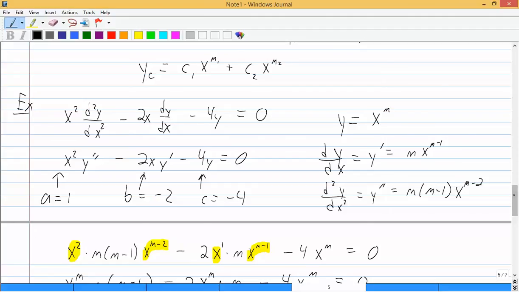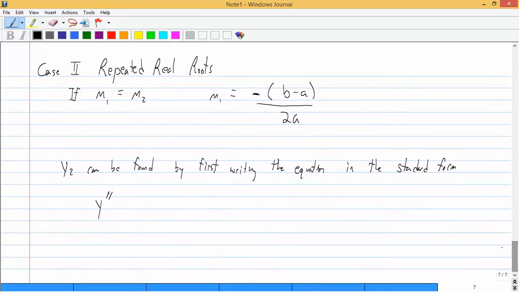So that's going to change your differential equation into the form y double prime plus b over ax y prime plus, no, I'm sorry, c over ax squared y equals 0.